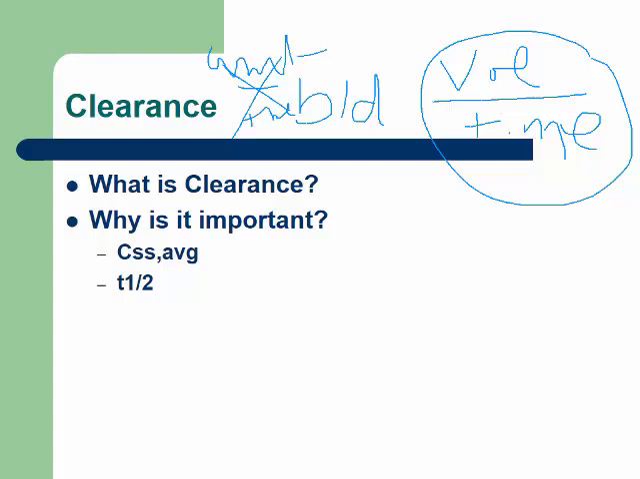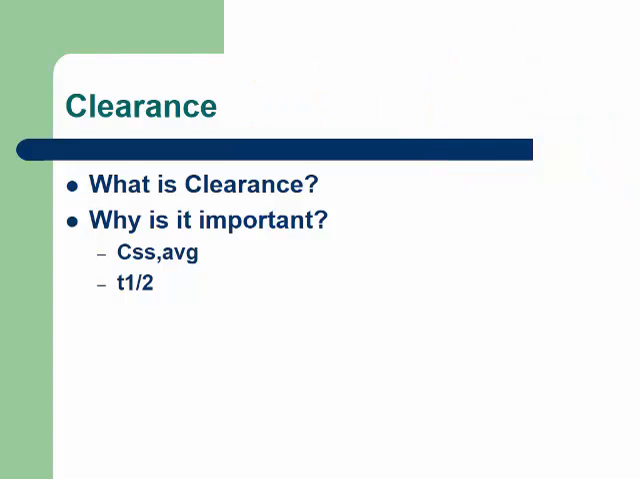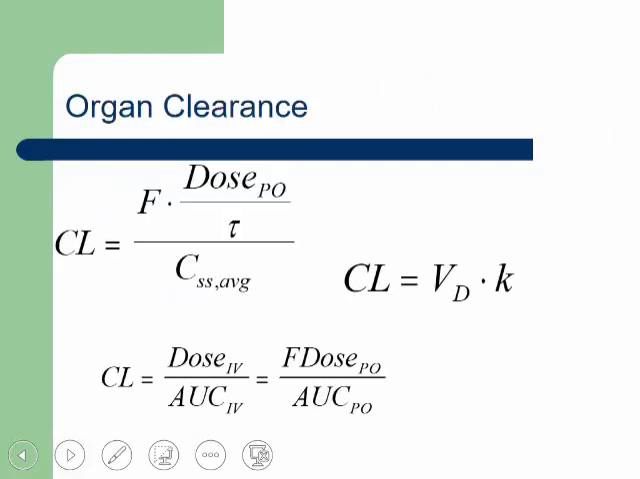We'll talk more about this, but that's the first thing you kind of have to try to get your head around: clearance is in volume per time, and usually it's in liters per hour or mils per minute. We know it's important because it determines CSS average and half-life, which is going to be important in helping us understand our dosing regimen and changes we should make.